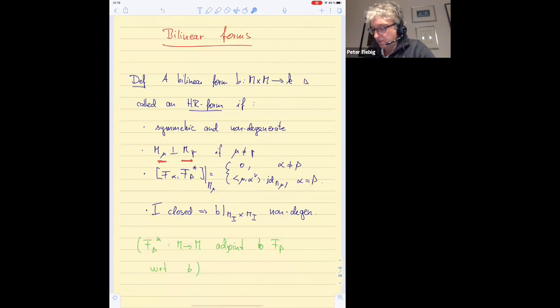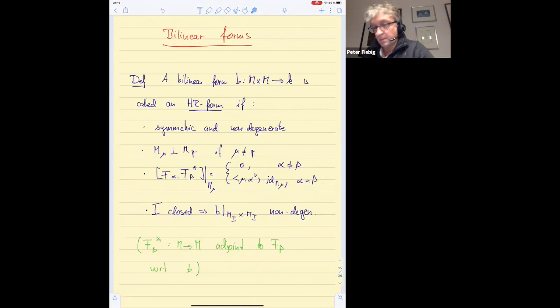Then its weight spaces are mutually orthogonal. Okay. So these operators F alpha, they have adjoints. I call them F alpha star and F beta star. And now there's an SL2 condition here. So the operator F alpha should commute with the adjoint of F beta if alpha is not equal to beta. And it should act diagonalizably on the graded space, so this commutator acts diagonalizably on this graded space. So the eigenvalue is mu alpha check if alpha is beta. So that's just an SL2 relation.